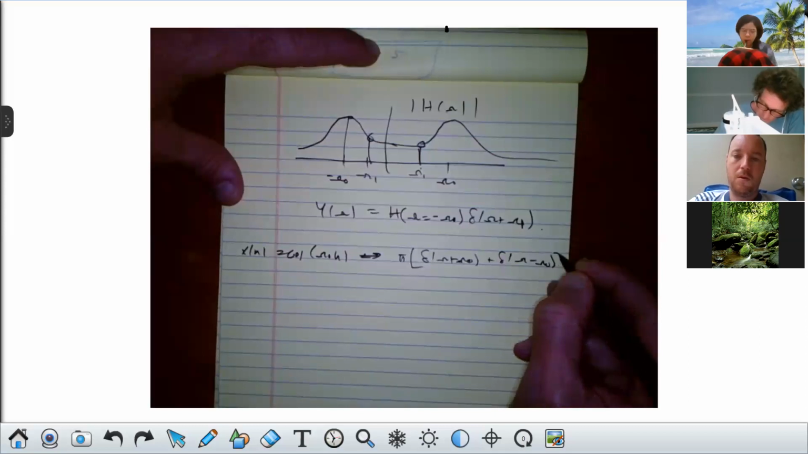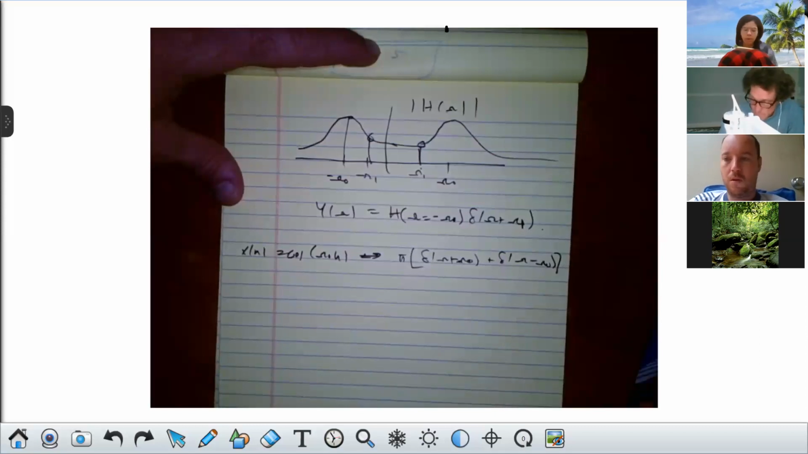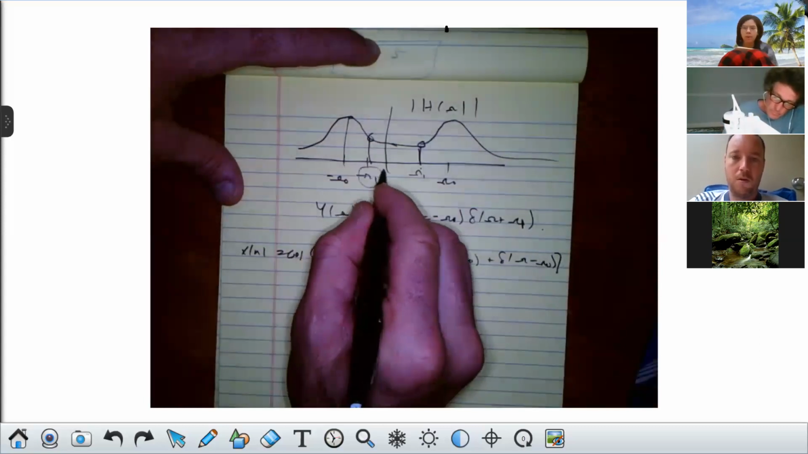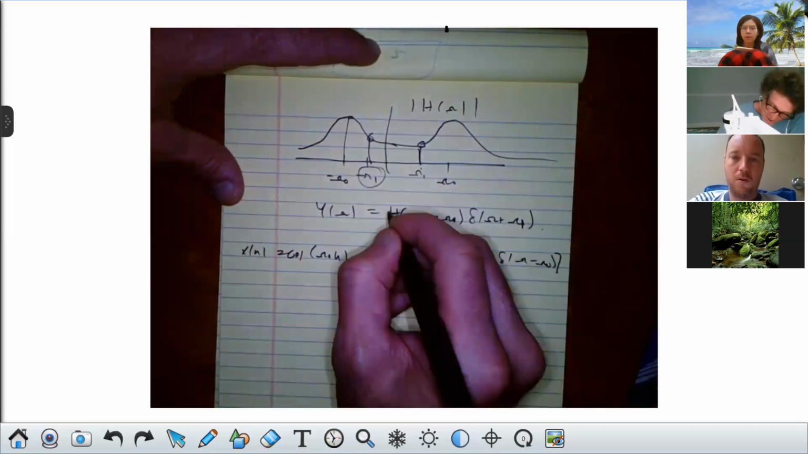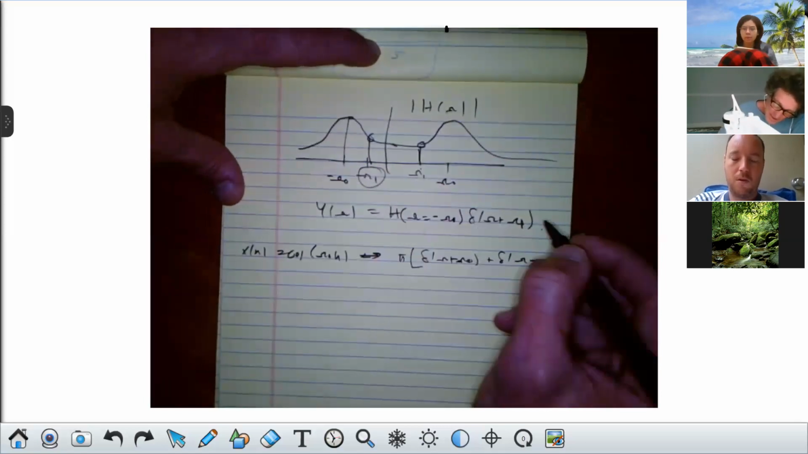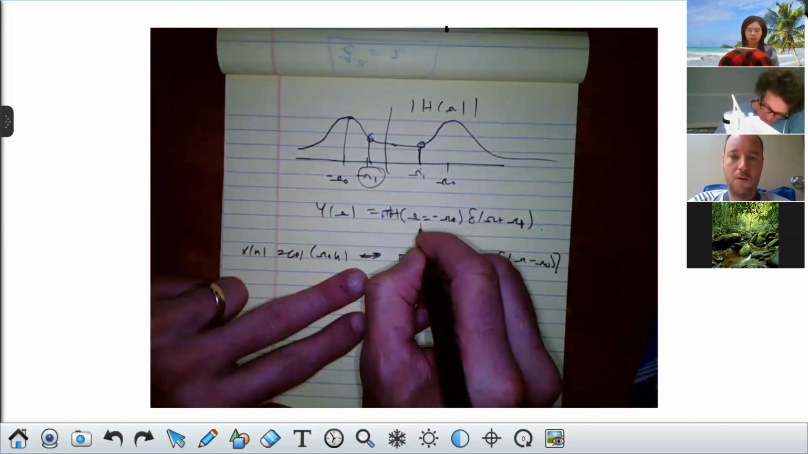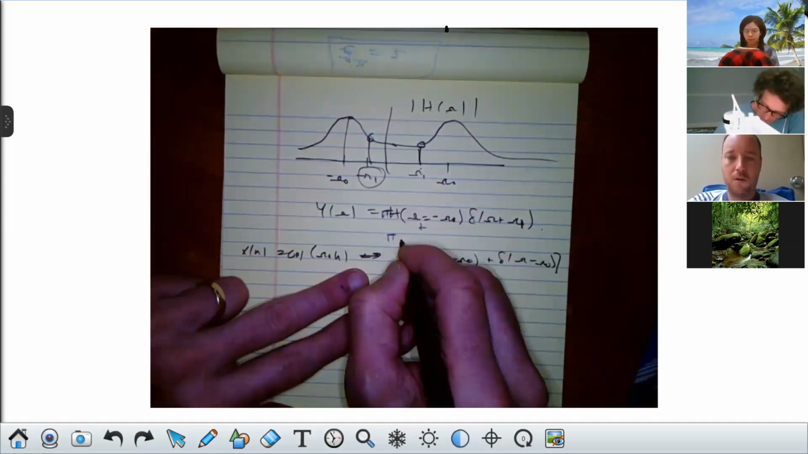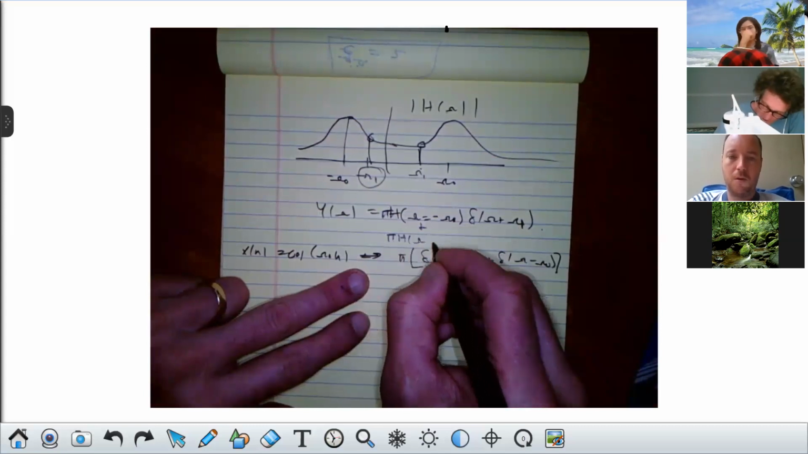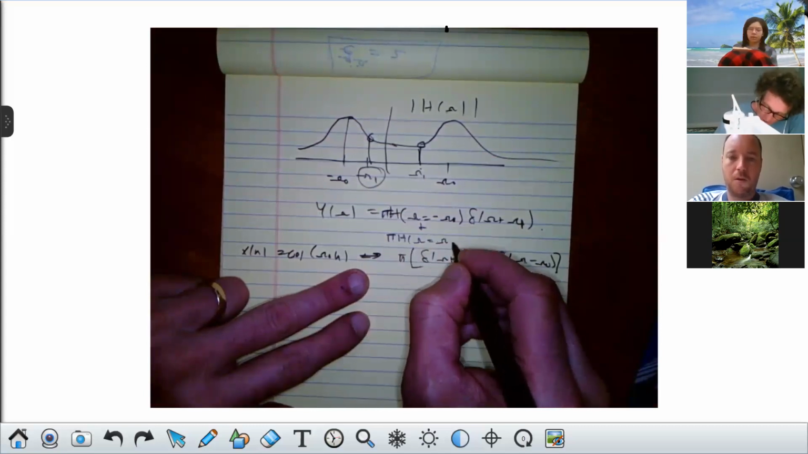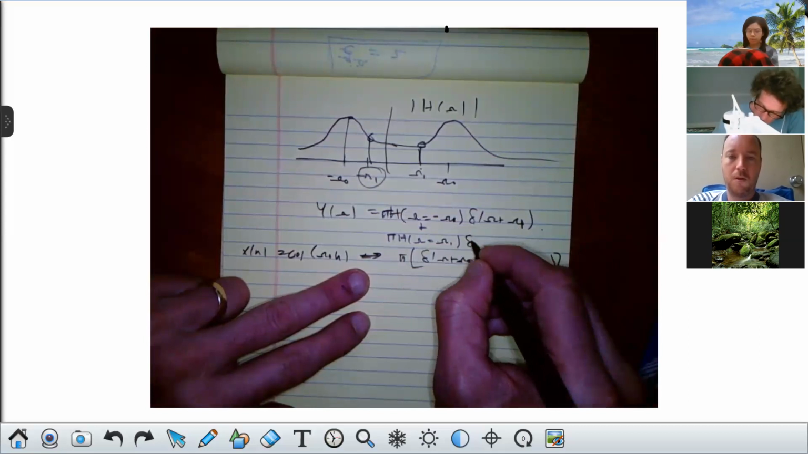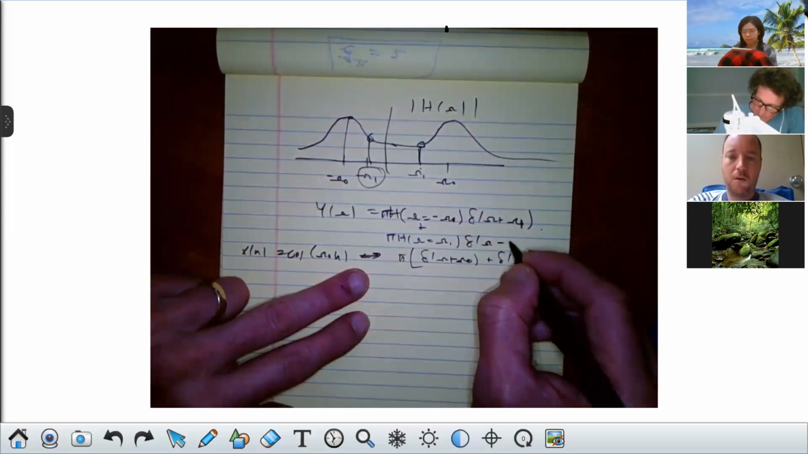I'm just confused when you have your h of omega equal to negative omega 1. Where does the pi go? It doesn't go, it stays there. But remember, I should put it right there. Okay, it doesn't go away. Pi would be there, and it would be h of omega equals omega 1 plus omega 1 times delta of omega minus omega 1.